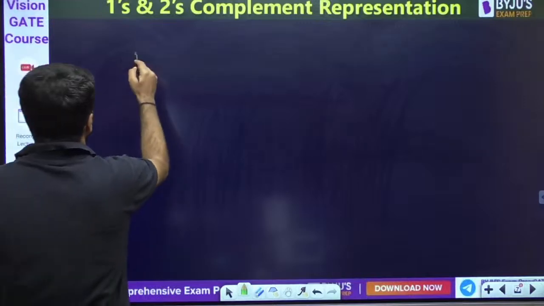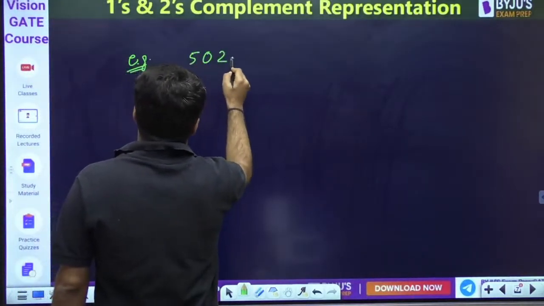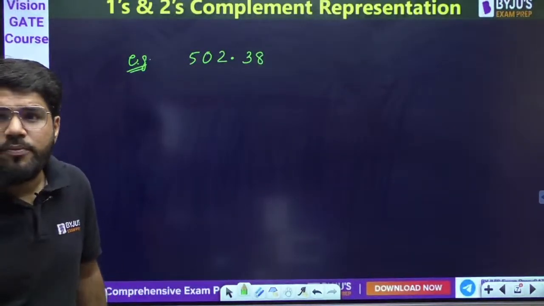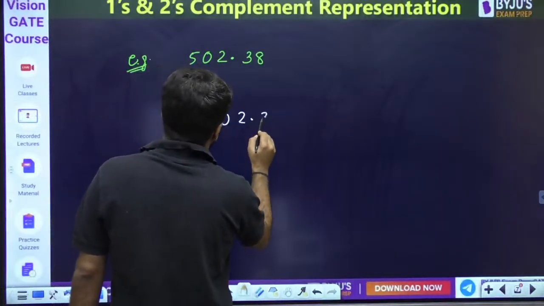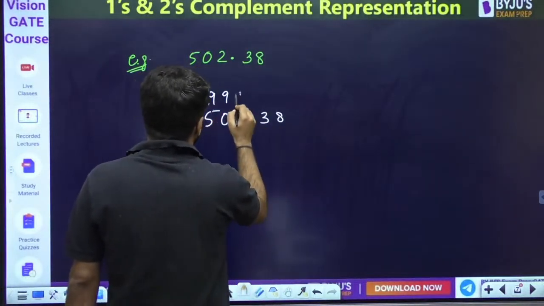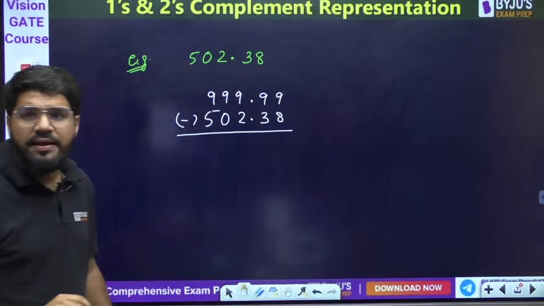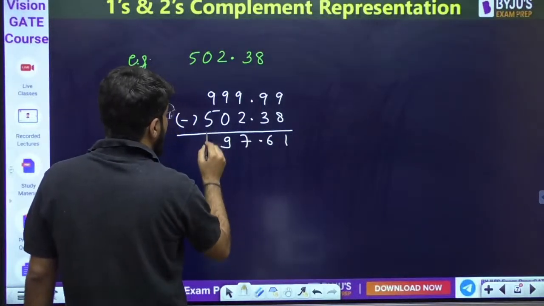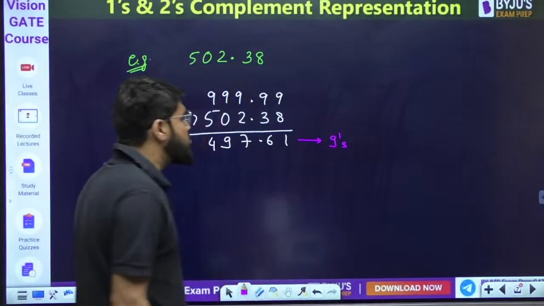If I take another example, say I give you a decimal number 502.38, what is going to be the 9's complement? Let me write down the number 502.38 and subtract each digit from 9. 9 minus 8 is 1, 9 minus 3 is 6, 9 minus 2 is 7, 9 minus 0 is 9, 9 minus 5 is 4. This is the answer for the 9's complement. Done.